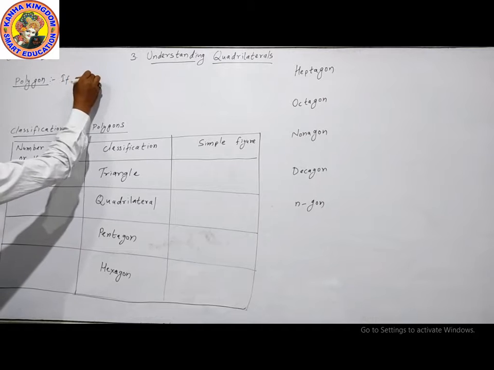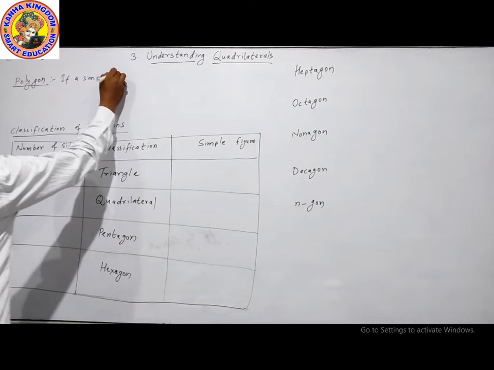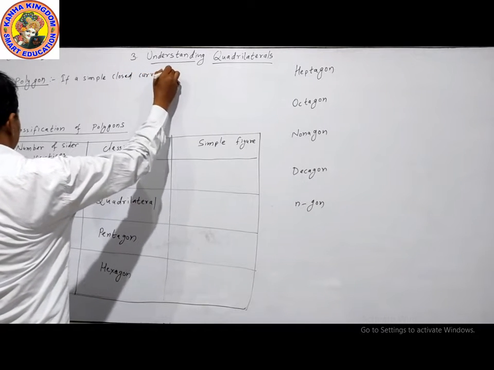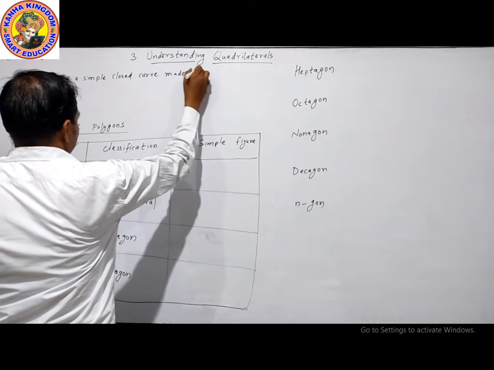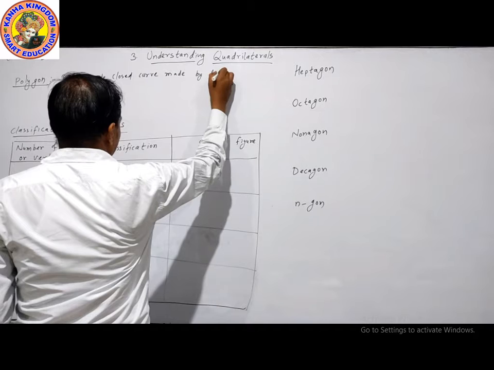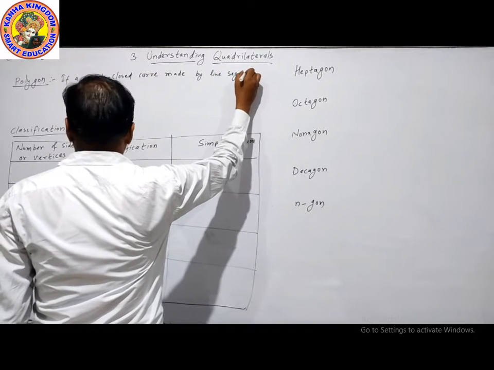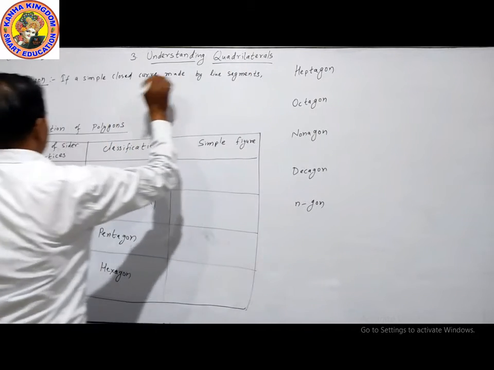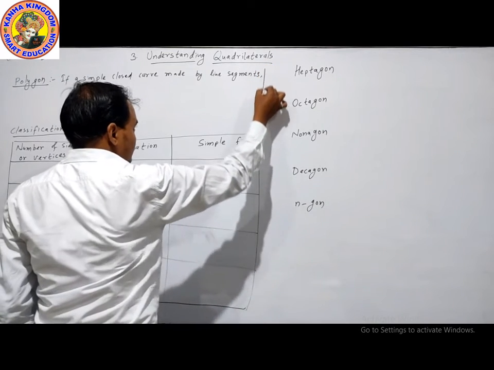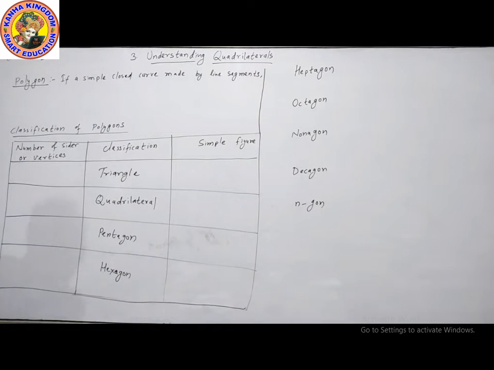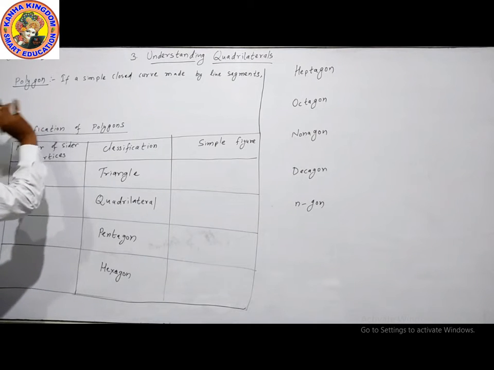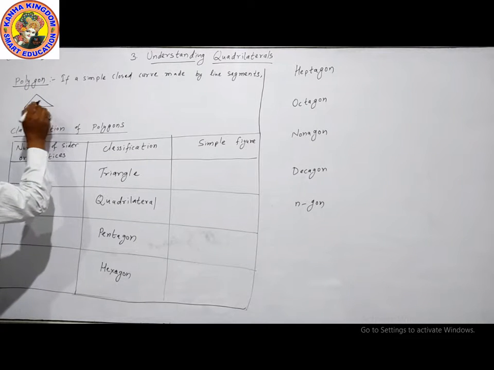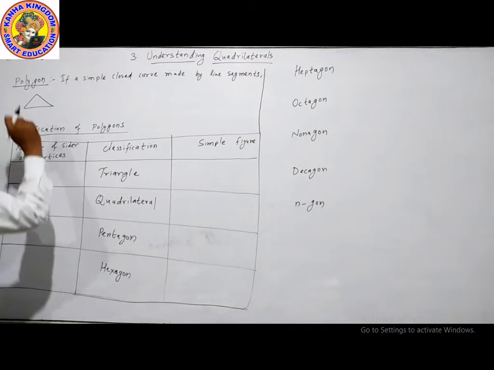If a simple closed curve made by line segments, we will draw a simple diagram by lines, is called polygon.